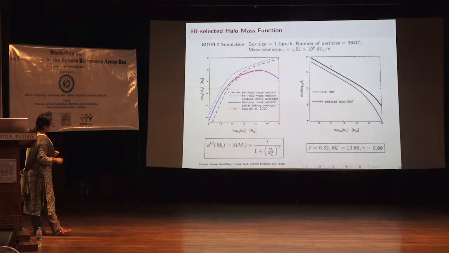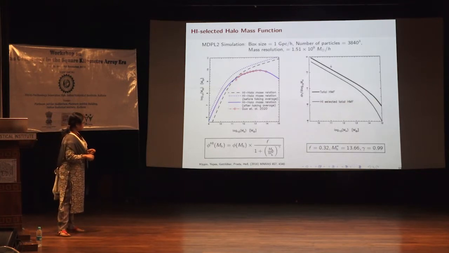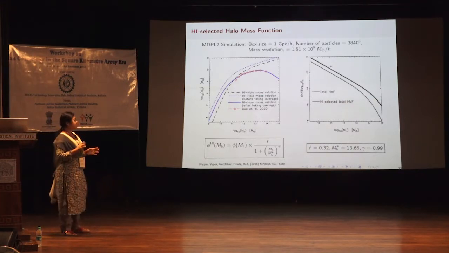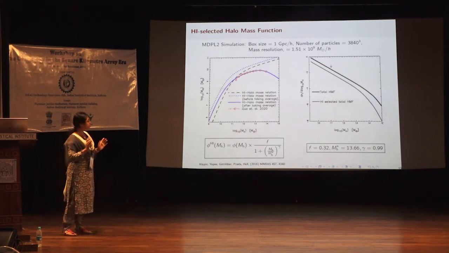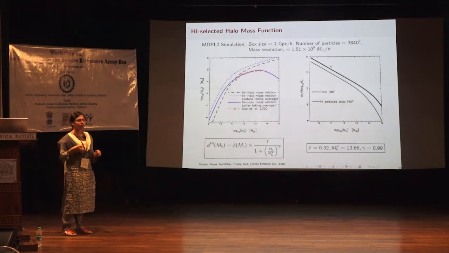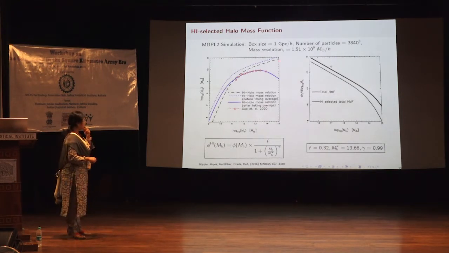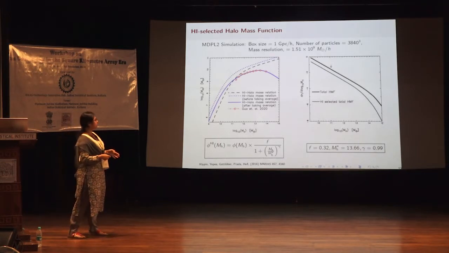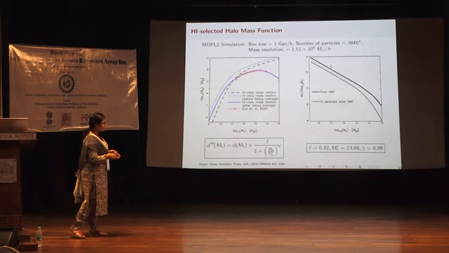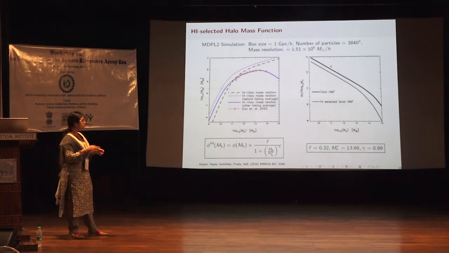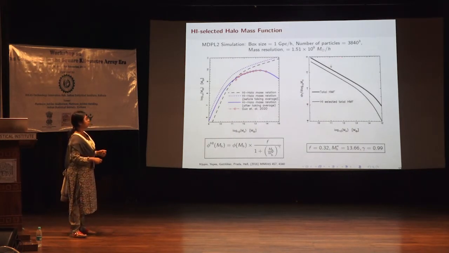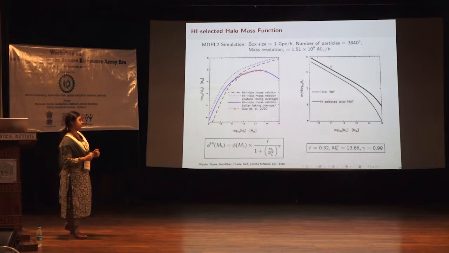And these red circles are taken from Guo et al. 2020. These are the average H1 mass halo mass relation for the ALFALFA galaxies based on stacking analysis. Since we have argued that we cannot do the abundance matching with the total halo mass function, we need to define one H1 selected halo mass function.